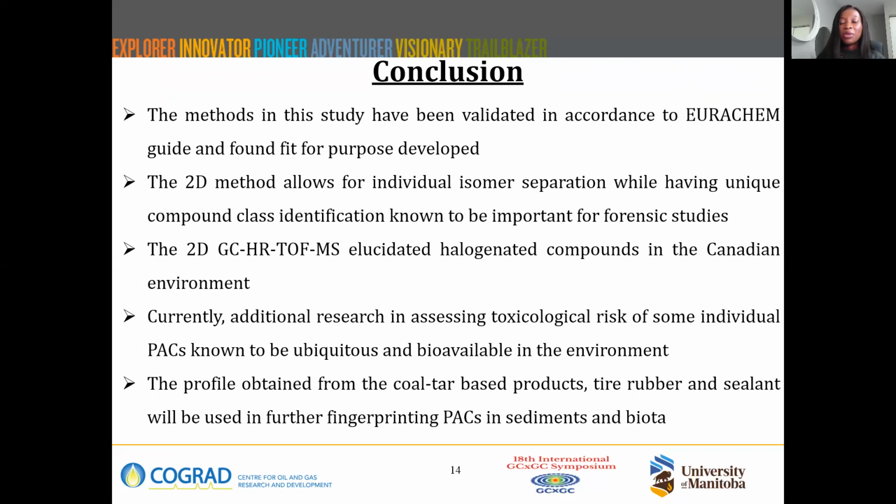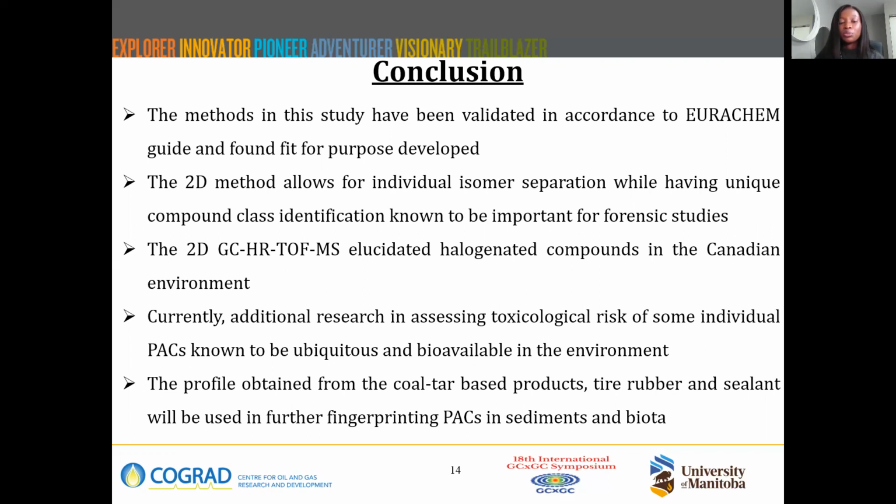In conclusion, my method has been validated using the Eurachem guideline and found fit for the purpose it was developed for. The 2D method is used for individual isomer separation while having a unique compound class identification, known to be of importance in forensic studies. The 2D method has also been used to elucidate halogenated compounds in the Canadian environment. And this is also being used currently in assessing some toxicology work or risk.